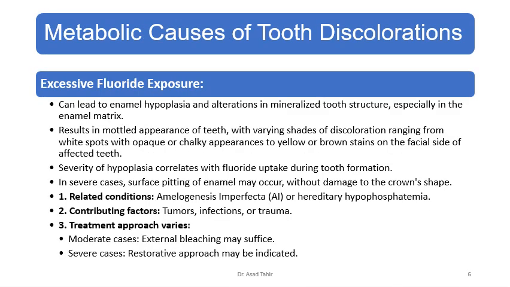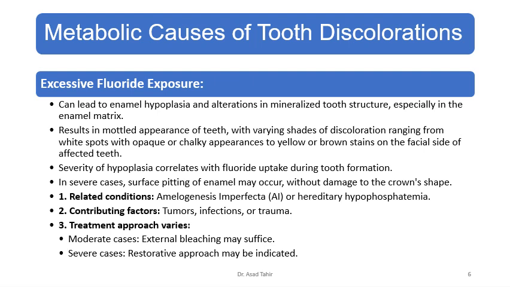Metabolic causes of tooth discolorations. Excessive fluoride exposure can lead to enamel hypoplasia and alterations in mineralized tooth structure, especially in the enamel matrix. It results in a mottled appearance of teeth, with varying shades of discoloration ranging from white spots with opaque or chalky appearance to yellow or brown stains on the facial side of affected teeth. Severity of hypoplasia correlates with fluoride uptake during tooth formation. In severe cases, surface pitting of enamel may occur, without damage to the crown's shape.